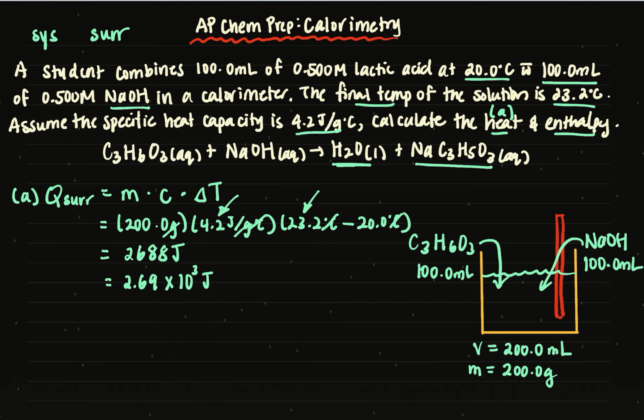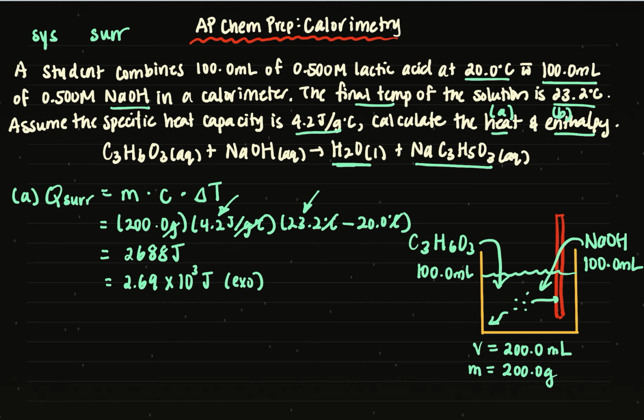If we go back to our diagram to visualize what's going on, when you mix these compounds together and they react, 2,688 joules of energy is being released from the reaction into the water. The water is getting hotter. That's what your Q of surrounding, your positive value, represents. And this, by the way, also represents an exothermic reaction. Okay, how about part B, enthalpy?